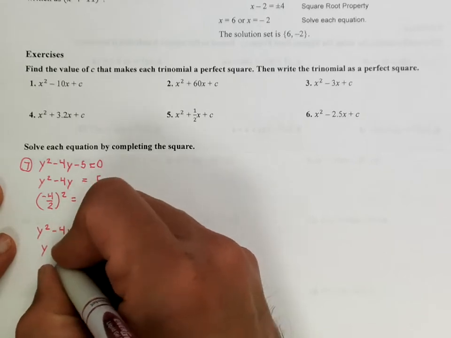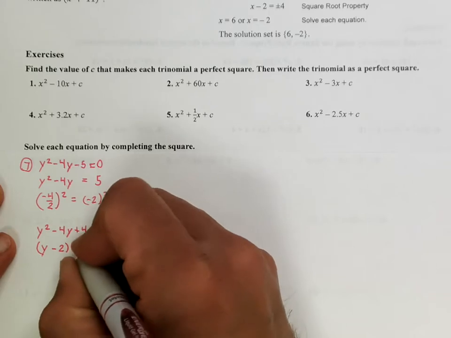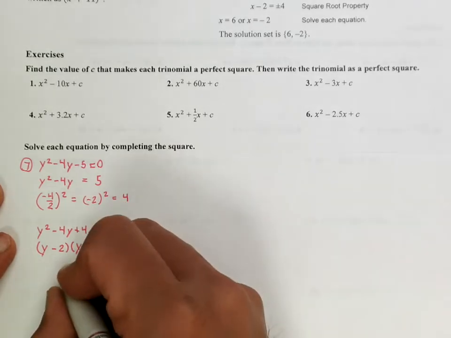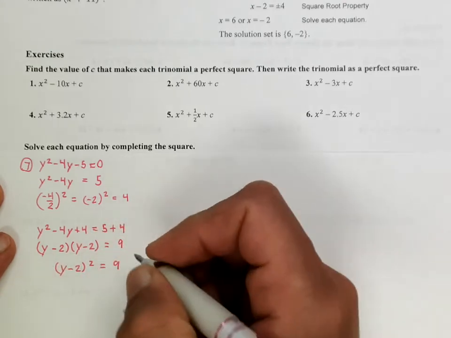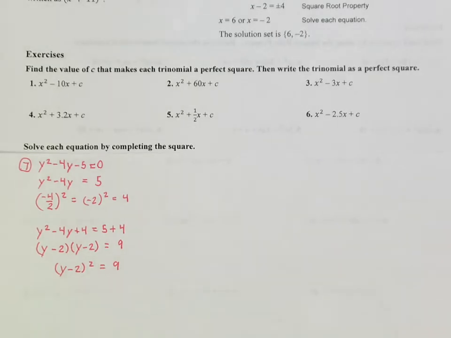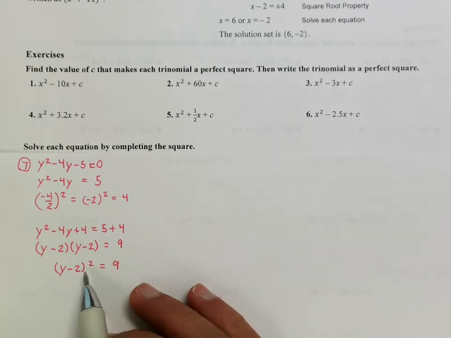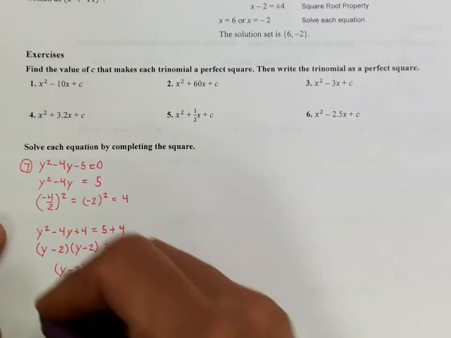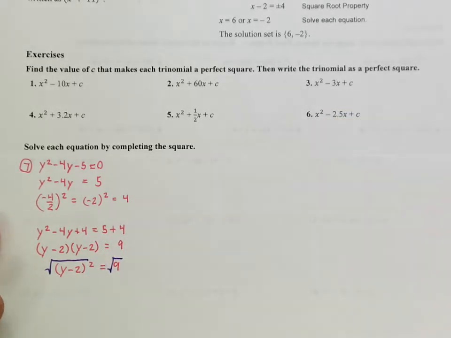So this will be y minus 2, y minus 2. Factors of positive 4 that add up to negative 4. And this is 9. So this will be y minus 2 squared is equal to 9. The nice thing about using completing the square is that now this is a very simple problem. To solve this, I need to get rid of that square. To get rid of that squared, I'm going to do the inverse, which is a square root. So I'm going to take the square root of both sides.